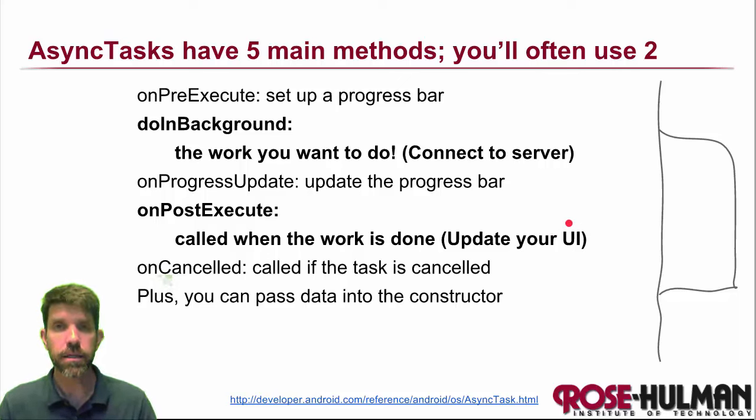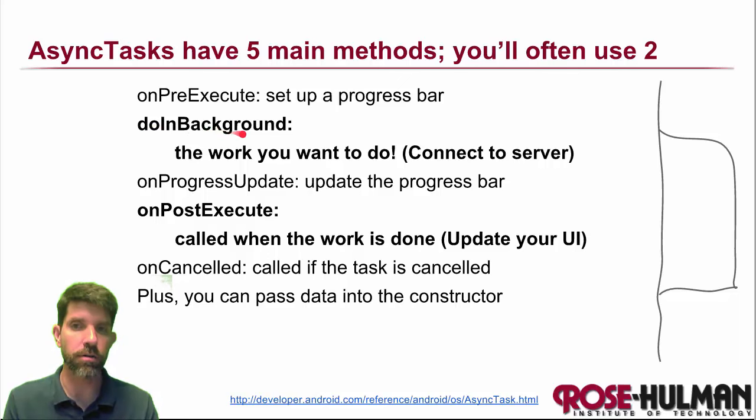An async task is just a Java class, and there are 5 methods that it has. We're really only going to use 2, so let's look at the 2 most important ones. One is called doInBackground, and in there you put all the work that you want to do. In this case, we're going to be connecting to a server and asking for information from the network. Then we need somehow for it to let us know when it's done.